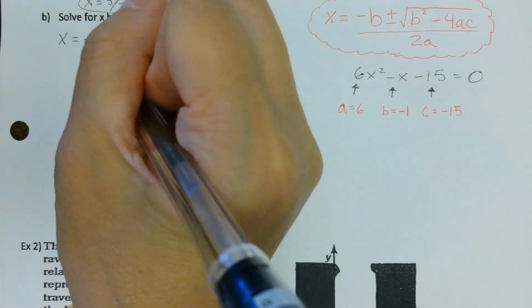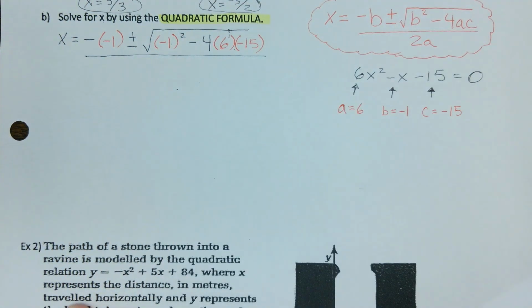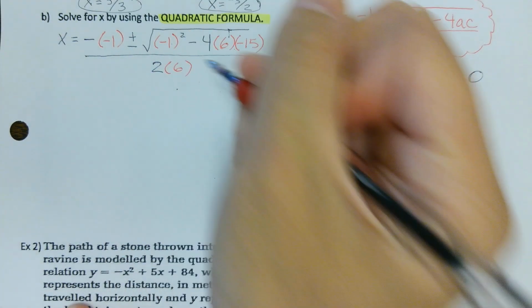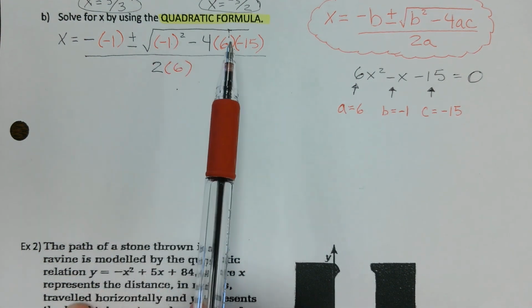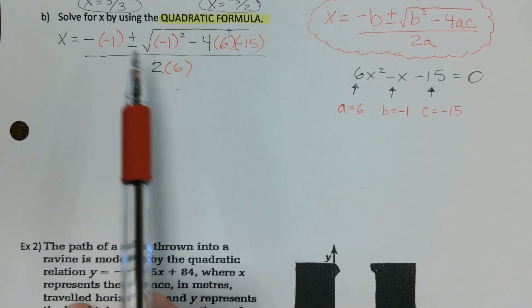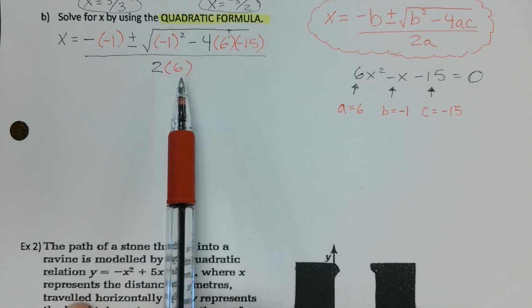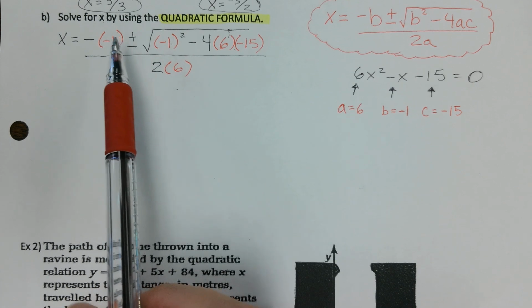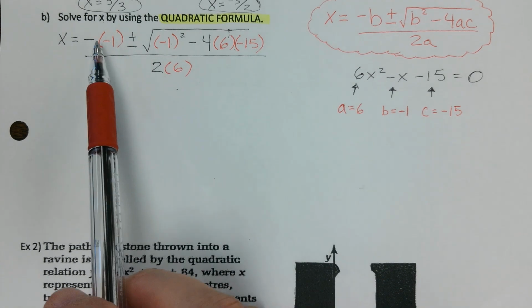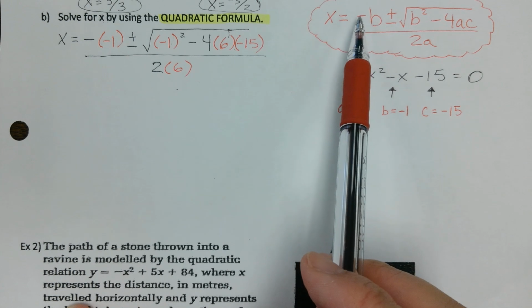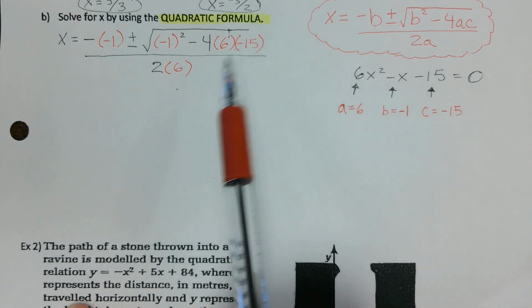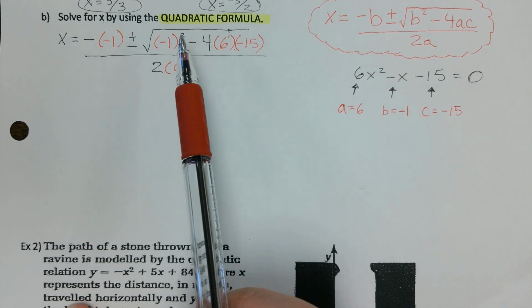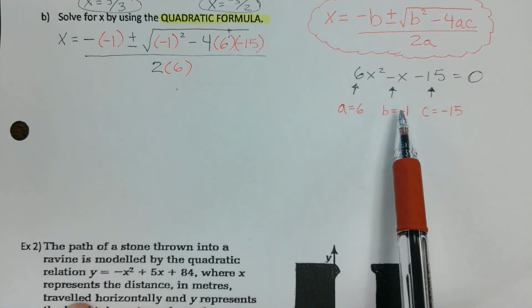So b again is -1 squared minus 4 times a, which is 6, times c, which is -15. All over, and people like to forget about the denominator, 2, and then a is 6. All right. So I substituted my A, B, and C into the formula. I purposely used a different color because I want you guys to know this negative is part of the formula, not part of your B. This plus and minus sign, this -4, this 2, all part of the formula. So I want you guys to make sure you don't mix up the signs.